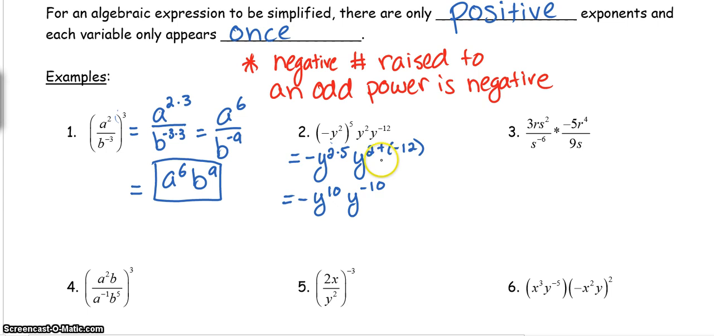So now I'm going to use that same property again where I've got two terms with the same base being multiplied, so I can add their exponents. So I've still got negative sign out in front. 10 plus negative 10 is 0. Anything raised to the 0 power is just 1. I still have to bring over, though, my negative sign. So my answer will be negative 1.